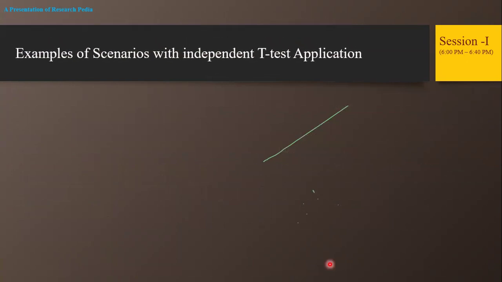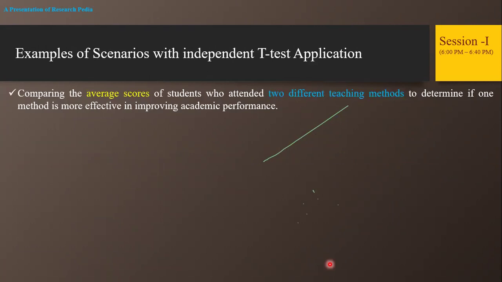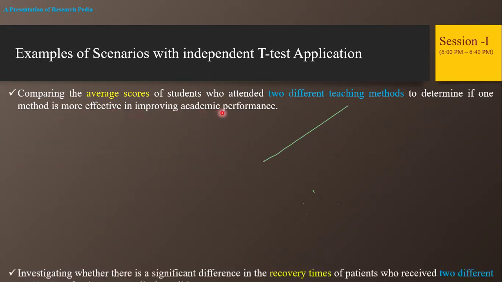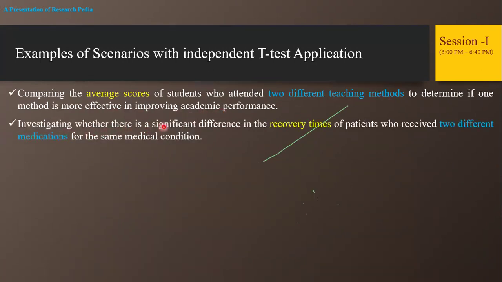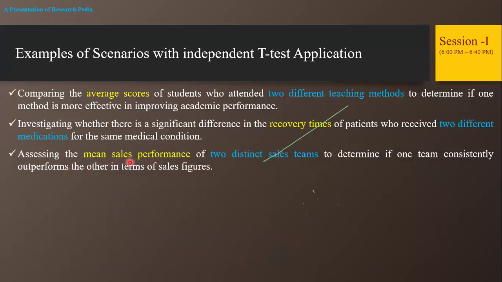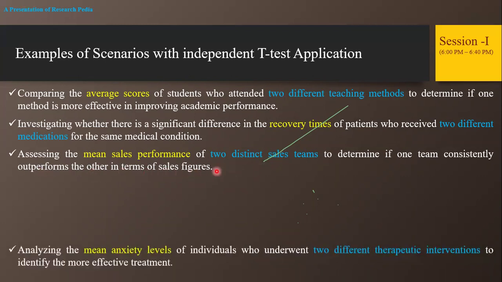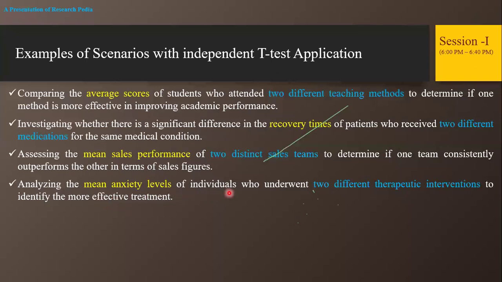Examples of scenarios with independent t-test application. For example, comparing the average score of students who attended two different teaching methods to determine if one method is more effective in improving academic performance. To investigate whether there is a significant difference in the recovery time of patients who receive two different medications for the same medical condition. Assessing the mean sales performance of two distinct sales teams to determine if one team consistently outperforms the other in terms of sales figures. To analyze the mean anxiety level of individuals who underwent two different therapy interventions to identify the more effective treatment.